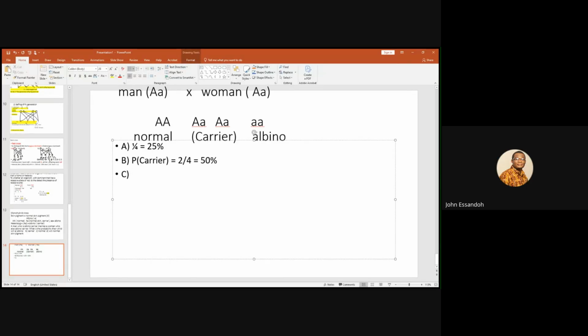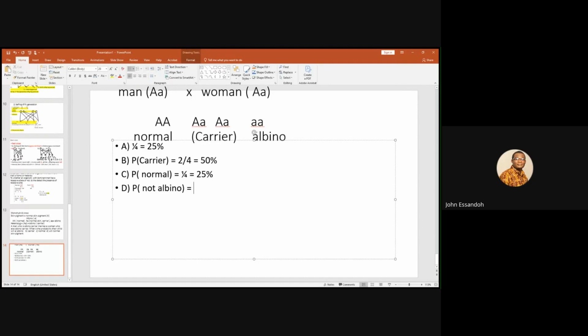And then the last one: probability of getting normal. Normal is also 1 over 4, which is equal to 25%. Now the D is saying not albino.